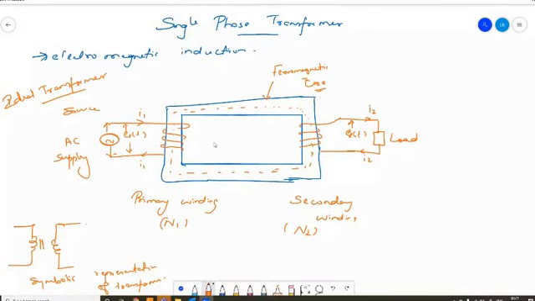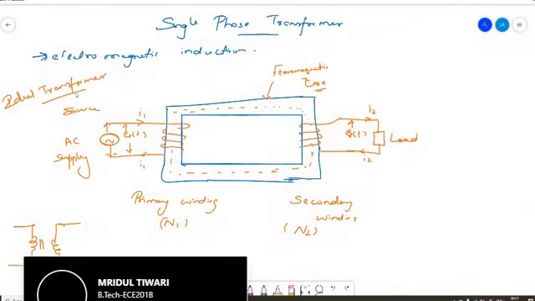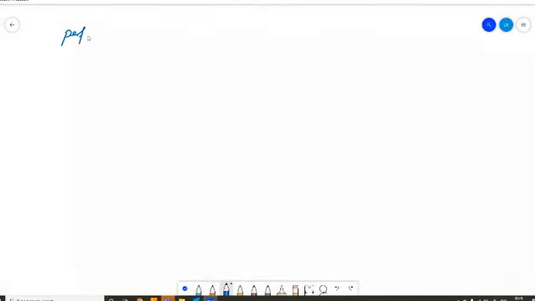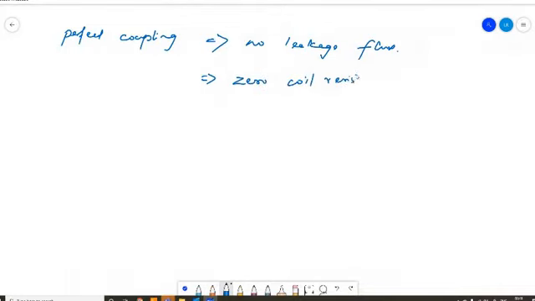Before we proceed further, let me introduce you to this concept of turns ratio by further elaborating on this ideal transformer. What do we mean by perfect coupling? It means that there is no leakage flux and zero coil resistance.